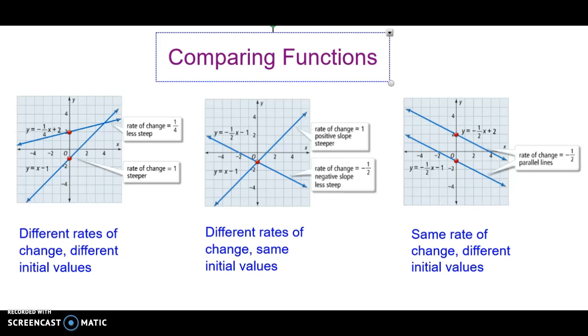All right, so comparing functions. Just a reminder, different rates of change, different initial values. So notice here that you have different rates of change, meaning you have different slopes, but you also have different initial values, so their starting points are different. The next one says different rates of change and the same initial value. Notice here that they intersect a little bit clearer at the same initial value. And then the last one, same rate of change, different initial value, means that they're parallel lines. So notice here, they're parallel if the slopes are the same.